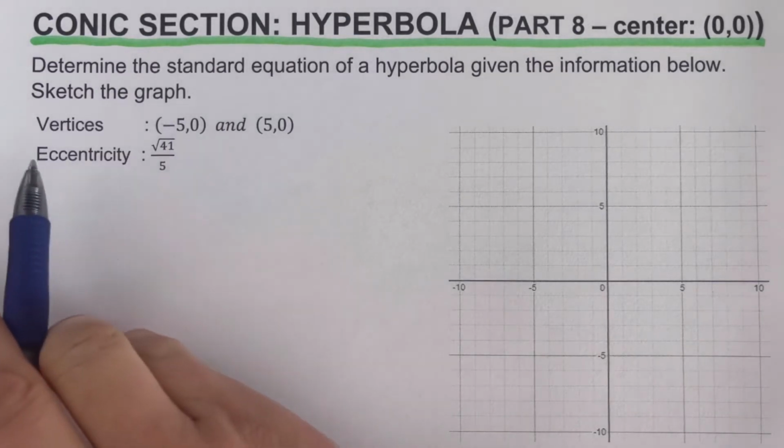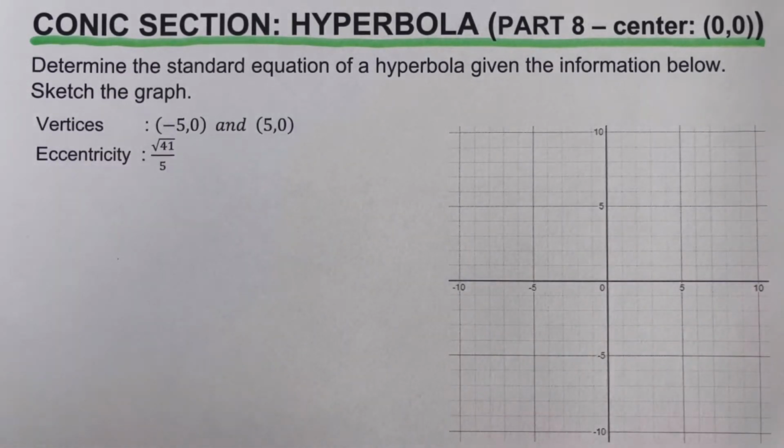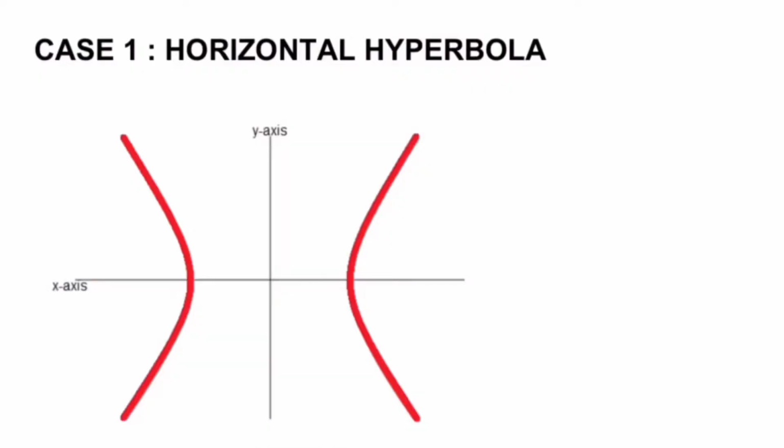Before we jump into this example right here, let's have a review on the parts, the two cases, and the equation of hyperbola. Please notice that this hyperbola is called the horizontal hyperbola because the graph, which is in red, which is the hyperbola, is touching the horizontal axis.